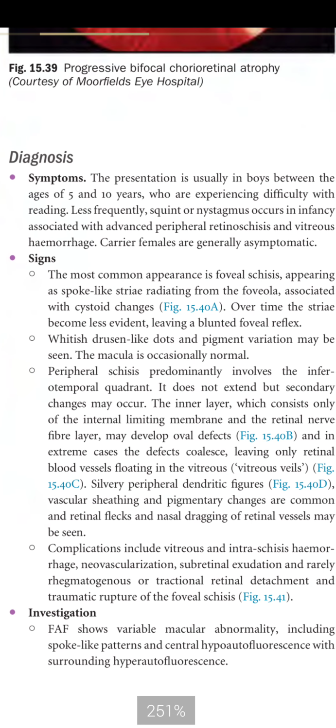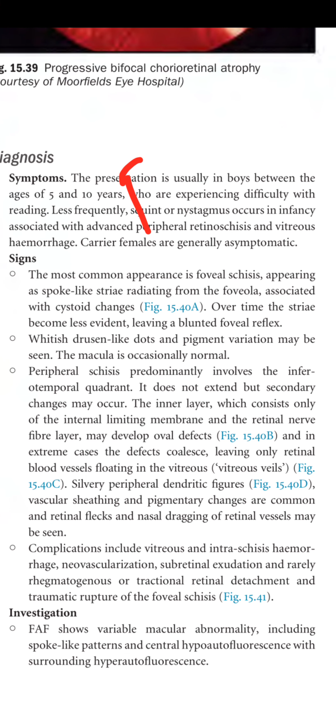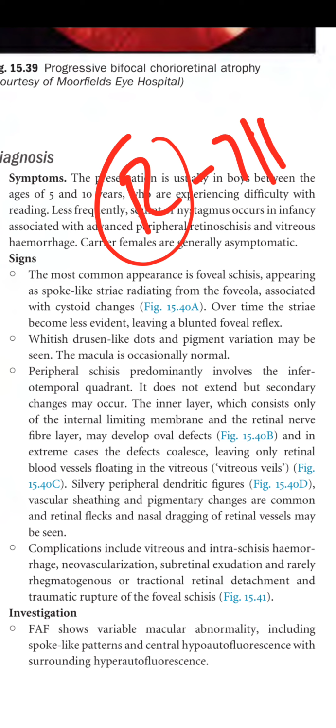Then whitish drusen-like dots and pigment variation may be seen. The macula is occasionally normal. Peripheral schisis predominantly involves the inferotemporal quadrant. So retinoschisis involves the inferotemporal quadrant. Often it does not extend, but secondary changes may occur.